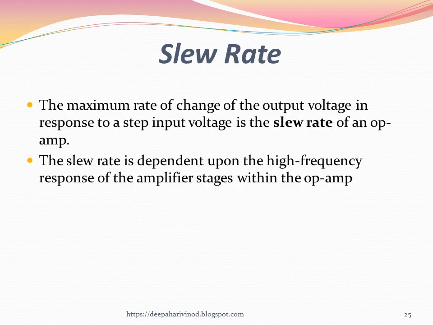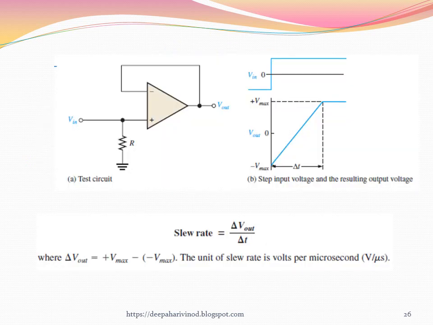So what is an operational amplifier? The operational amplifier is called one of the basic building blocks of analog electronic circuits, and it is a linear device that has all the properties required for nearly ideal DC amplification. We can see the test circuit and step input voltage and resulting output. So a step input voltage is given, and this will be the resulting output.